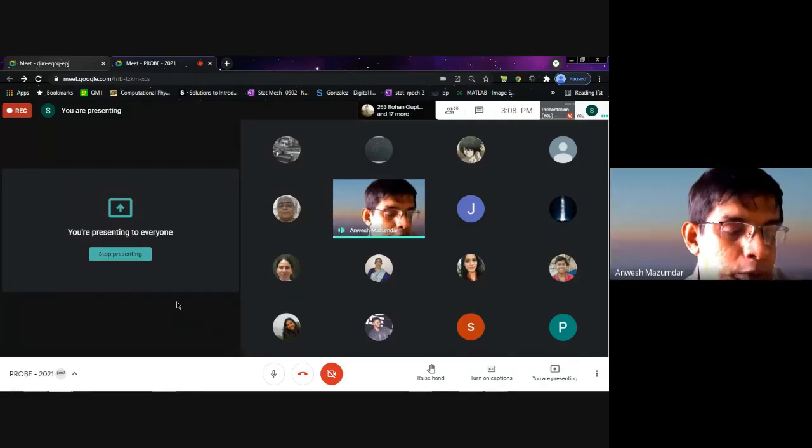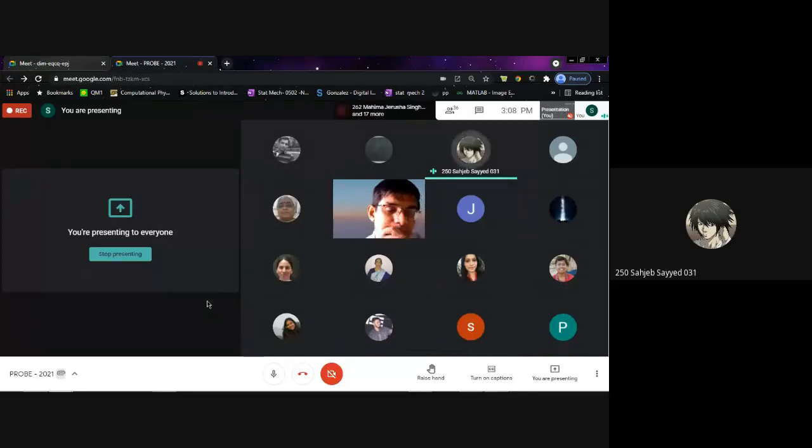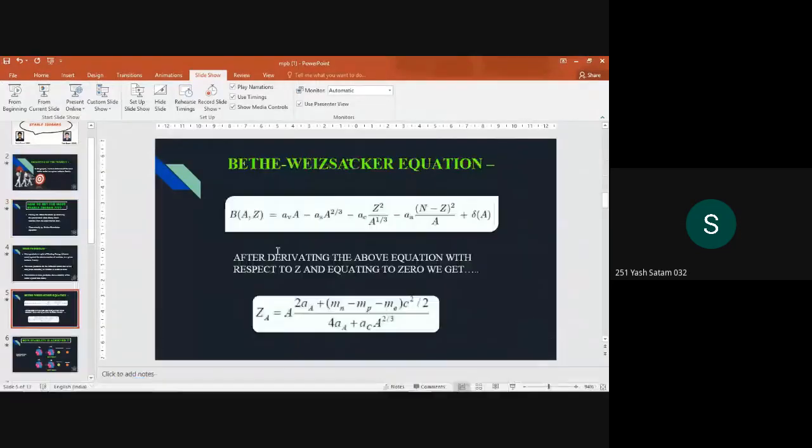And do you know how to calculate this binding energy? Yes, sir. That can also be done theoretically by using the Bethe-Weizsäcker equation. So I'll show this equation as well. The first equation here, this one.